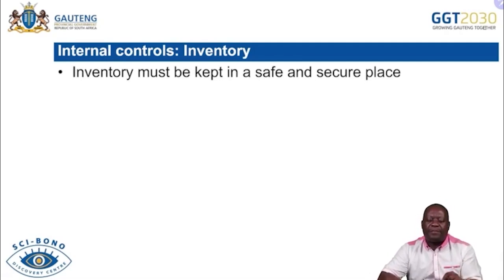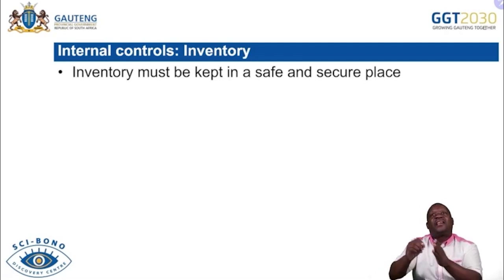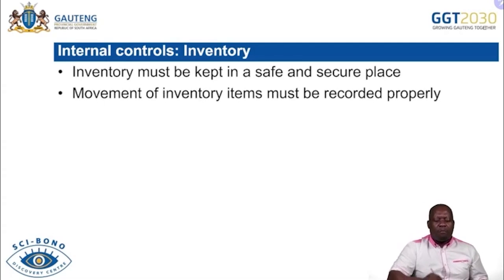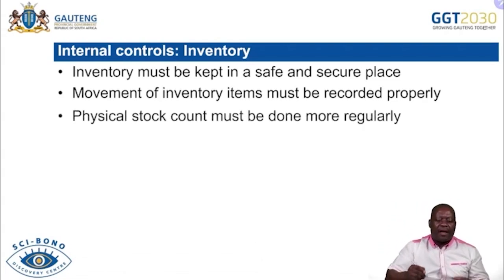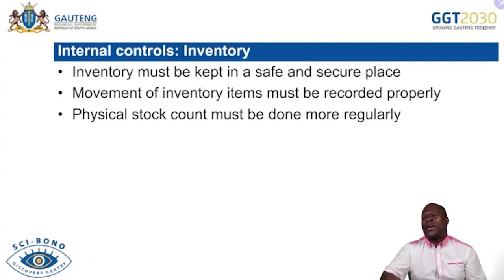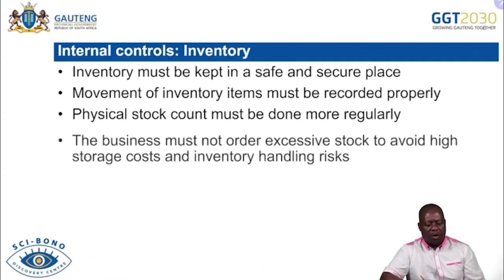Inventory must be kept in a safe and secure place. You know what it means? It has to be logged. Access to that room must be controlled. Movement of inventory items must be recorded. We need to know who took what at what time, every time. And then physical stock count must be done more regularly. Don't wait until 365 days have passed to check the physical stock count.